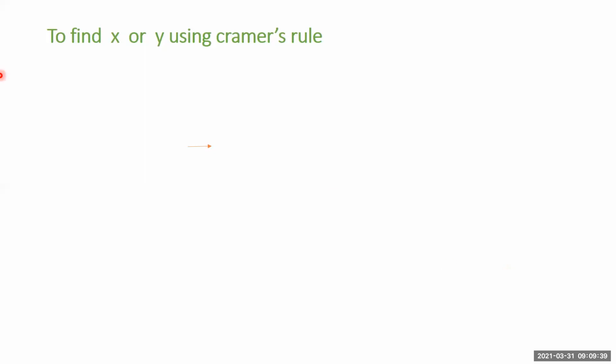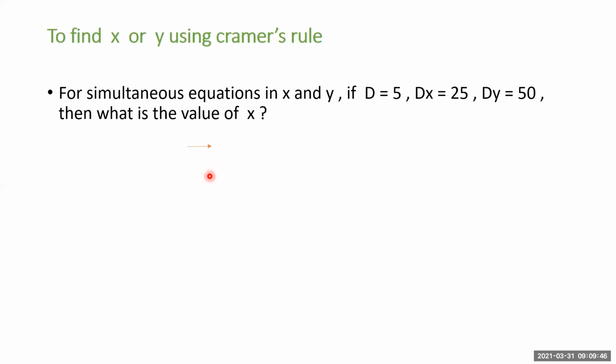Next one we'll go. So to find x or y using Cramer's rule. This is also a 1 mark question. See, in any question paper, if you take, children, the first main, second main, this type of questions will be there. Okay, you can check it out. You take a model paper from Navneet or from the board question bank and see, this type of questions will surely be there. See, for simultaneous equations in x and y, if d is given, dx is given, dy value is given, then what is the value of x? So we are supposed to find the value of x by using Cramer's rule. By seeing these values only, you will come to know surely this is from Cramer's rule only. Okay.